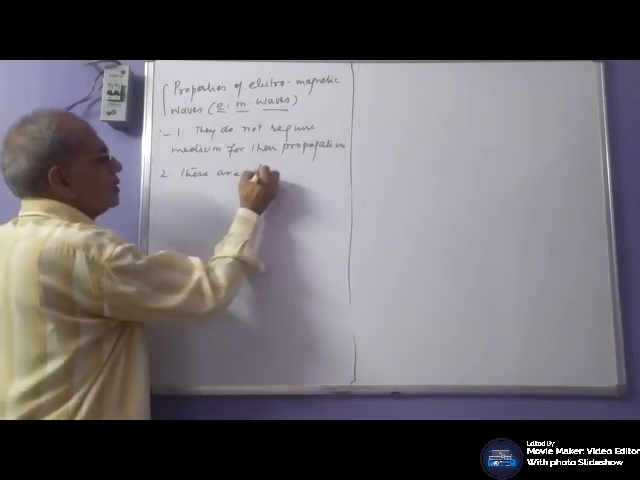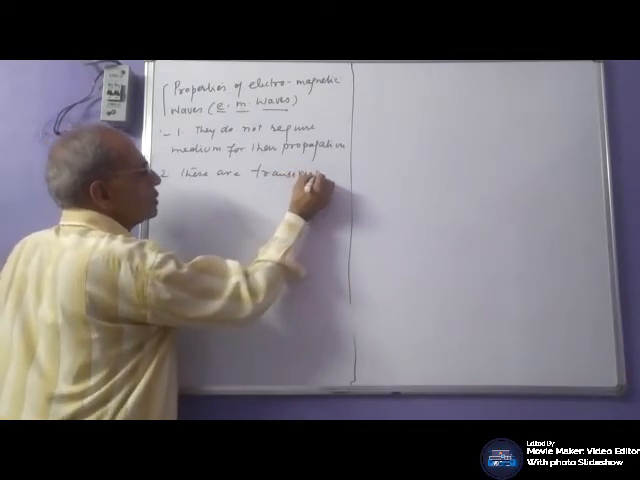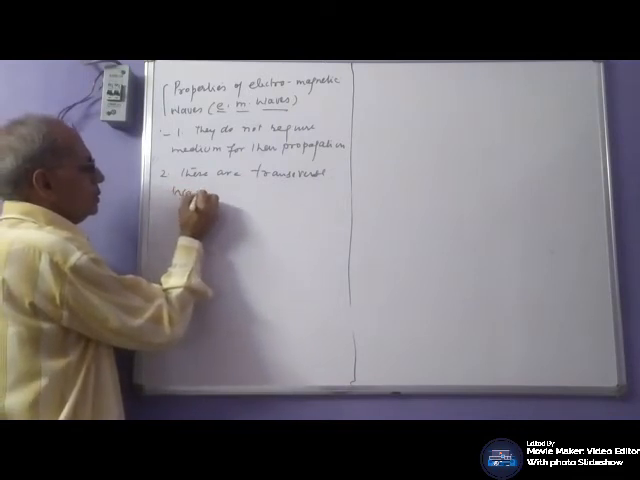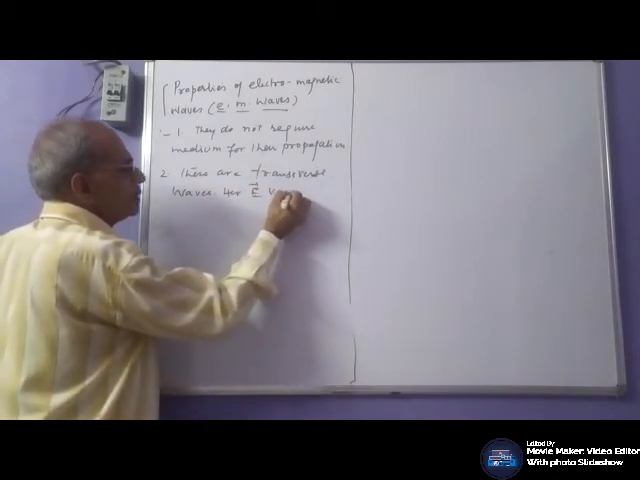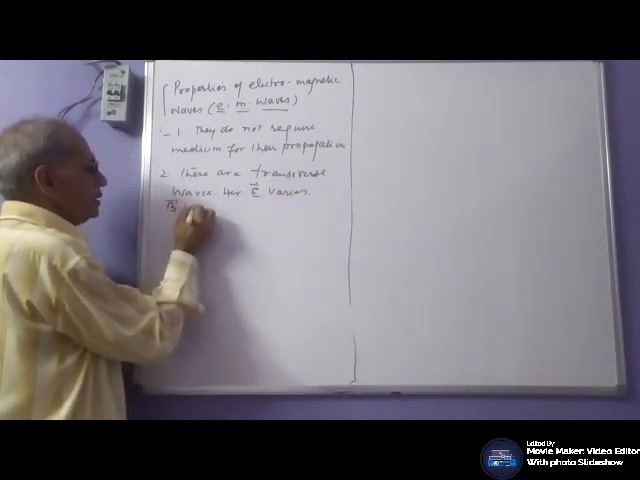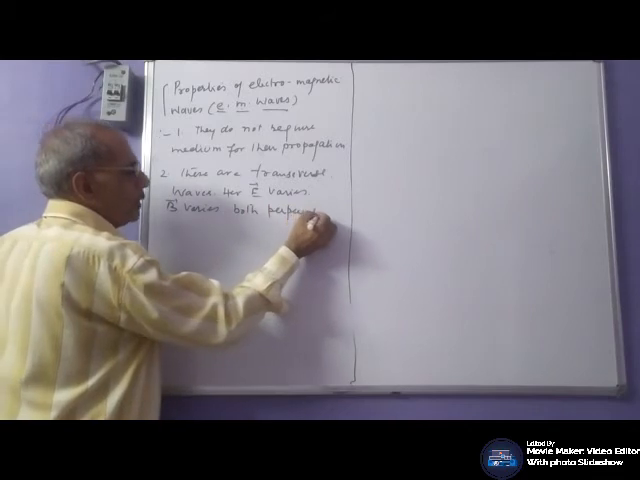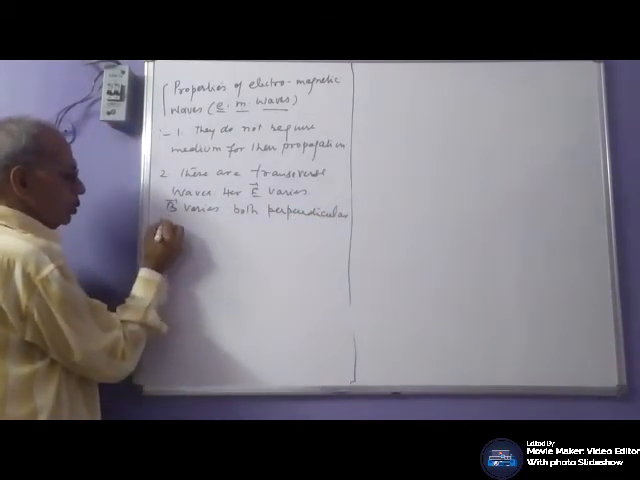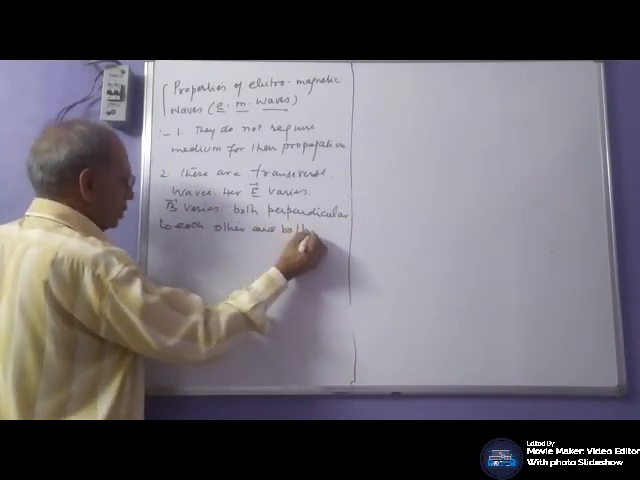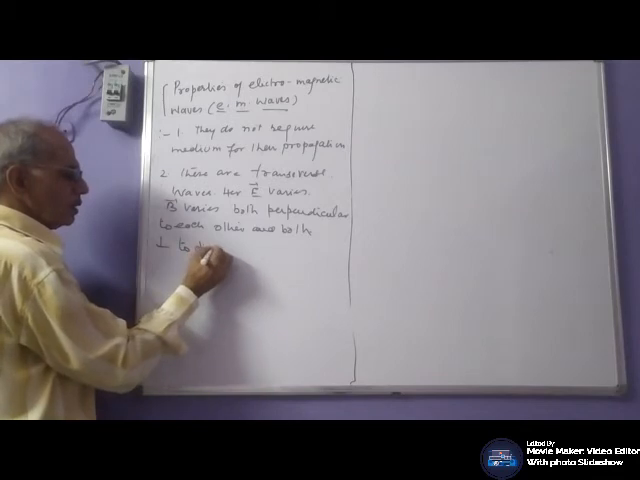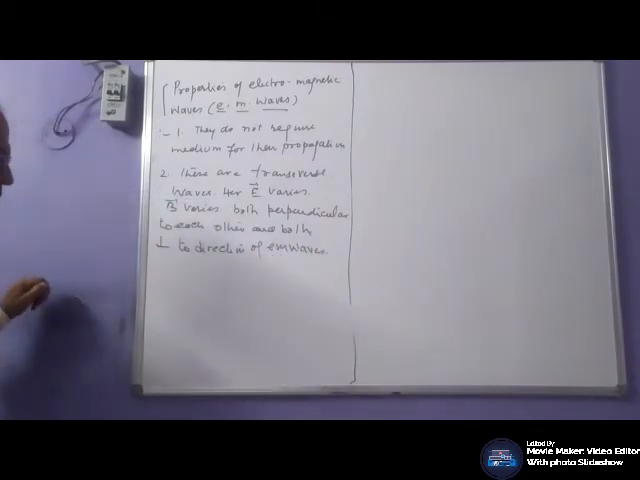These are transverse waves. Here E varies, B varies, both perpendicular to each other and both perpendicular to the direction of EM waves. This is the plotting.